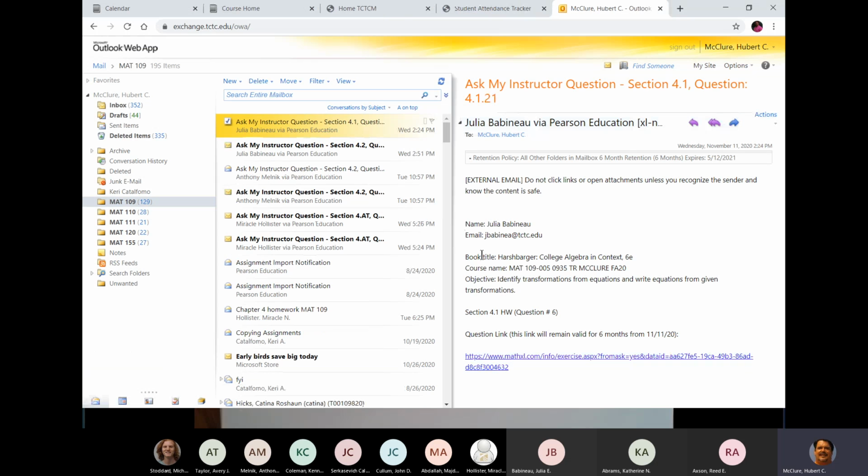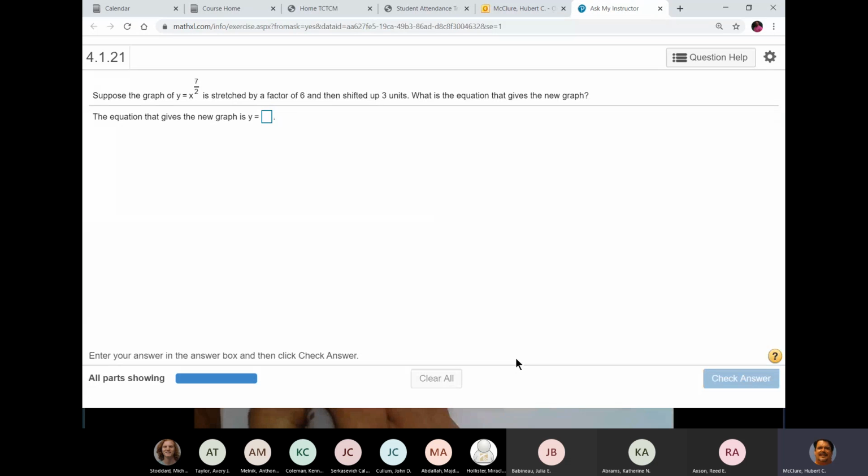4.1, 21/6. Suppose you have the graph y is equal to x to the 7/2, is stretched by a factor of 6. That means 6 is going to go out front. And then shifted up 3 units. So that means a vertical shift of up 3 units.